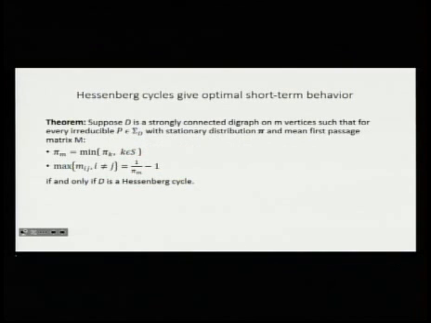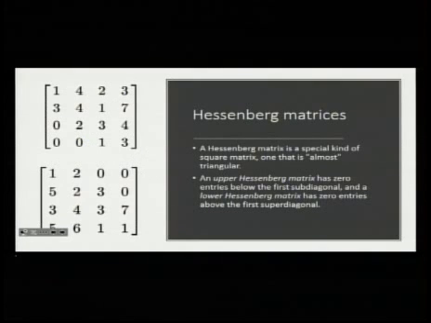She found a set of digraphs that do reach that lower bound, that do have optimal short-term behavior. They're called Hessenberg cycles. To talk about Hessenberg cycles, we have to talk about Hessenberg matrices. These are matrices that are almost triangular. If you have a square matrix, you're going to have a diagonal, but you also have a super diagonal and a subdiagonal.